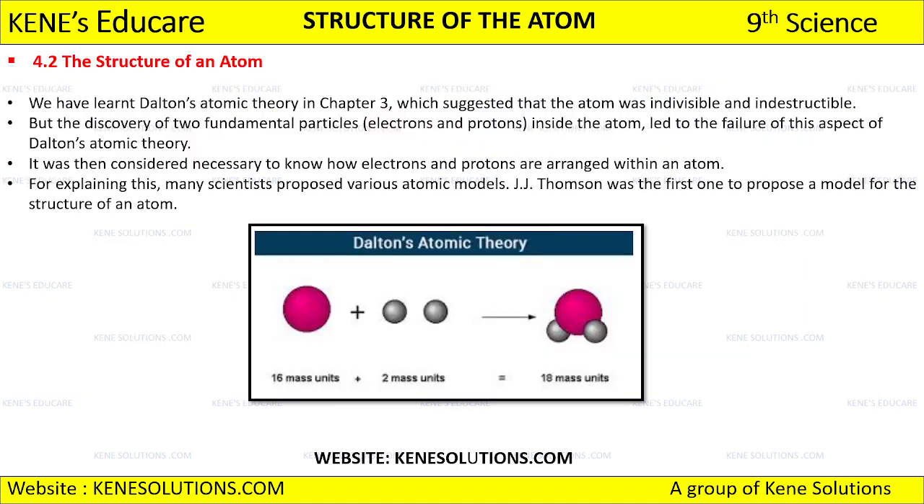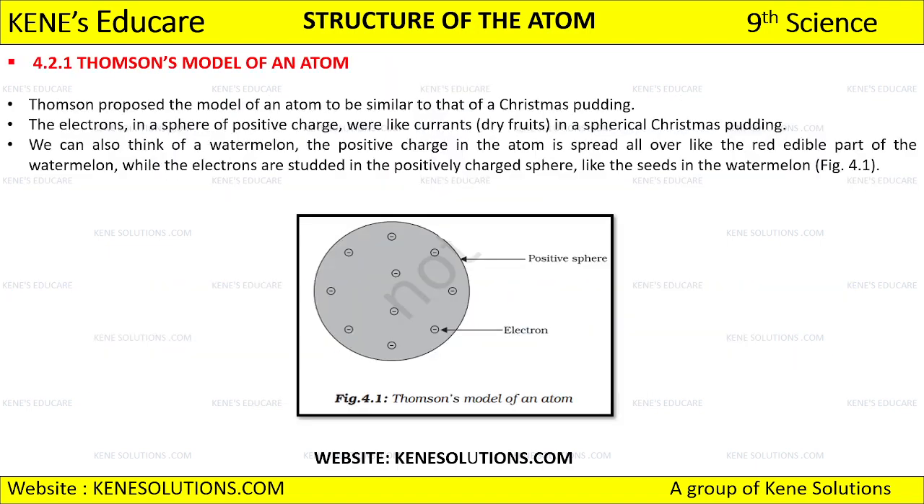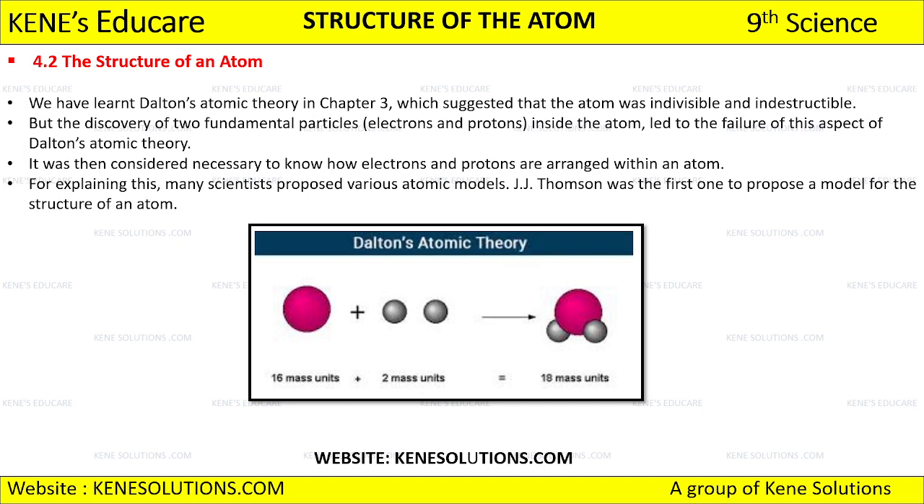After this, we discussed the structure of an atom. So I want each one of you to please go through the structure of the atom in detail, where we know that the atom is the fundamental unit of atoms and molecules, right? Dalton's atomic theory plays a very important role when it comes to the atom, because Dalton was the one who suggested that the atom was indivisible and indestructible, right? It led to the discovery of two fundamental particles called electrons and protons inside the atom, because of which it led to the failure of that aspect of Dalton's atomic theory.